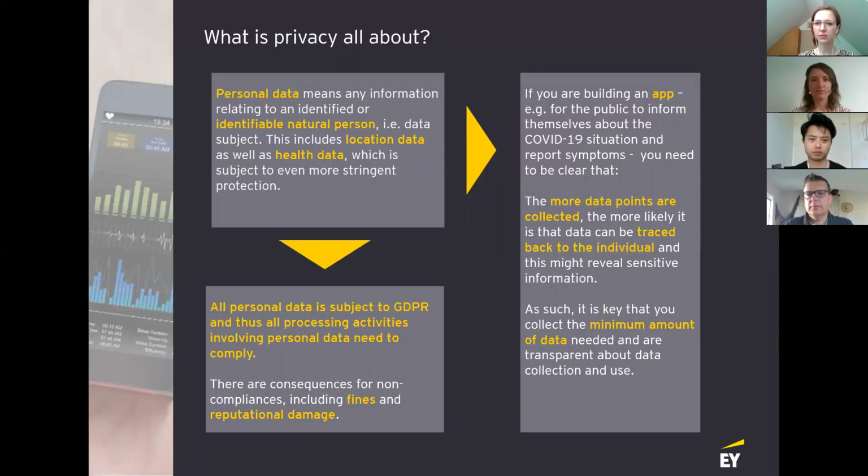And in the context of some of the challenges that you're going to be tackling, for instance, if you're building an app to inform the public about the current crisis or allow them to report symptoms, probably the most frequent categories you'll be working with are location data and health data. And just a note on health data, this is considered a special category of personal data, so it's subject to even more severe protection mechanisms.